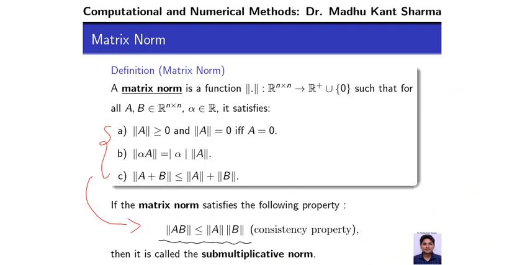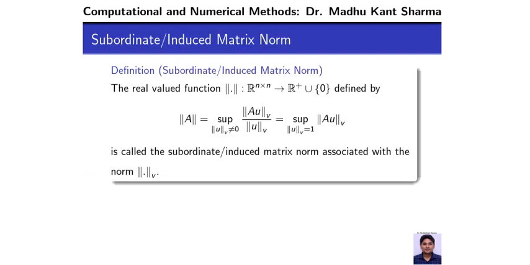So we are going to identify the types of norms, and we will see whether each is submultiplicative or not. Okay, right. So the very first definition is the subordinate or induced matrix norm. Why are we calling it induced?